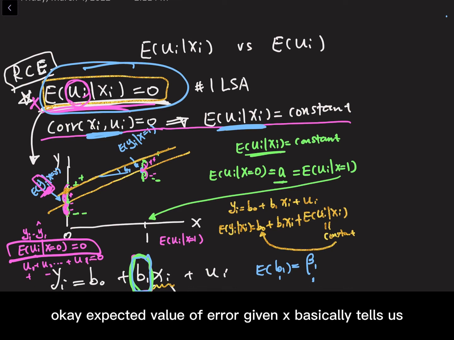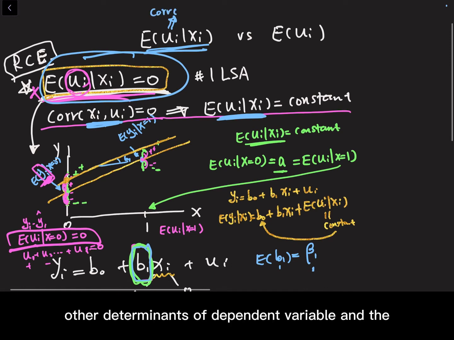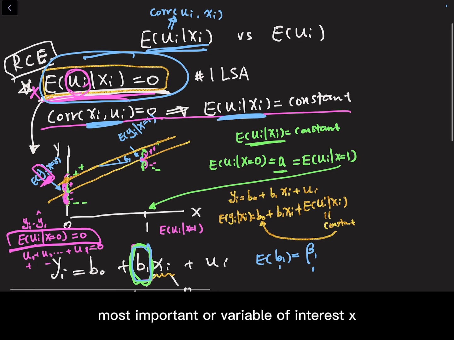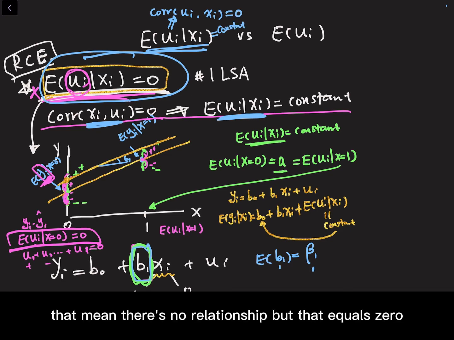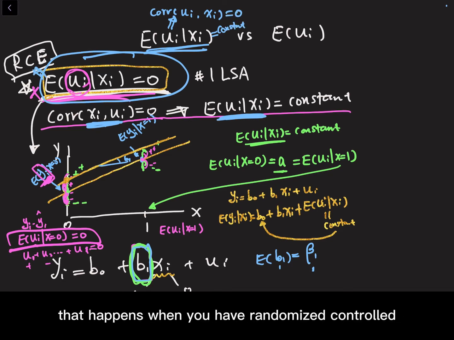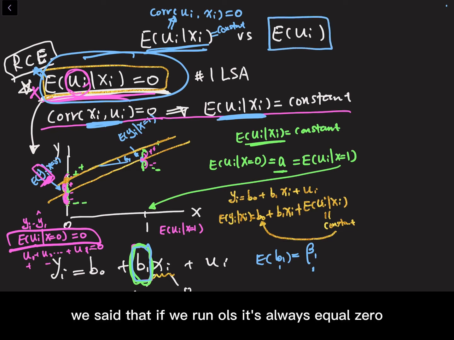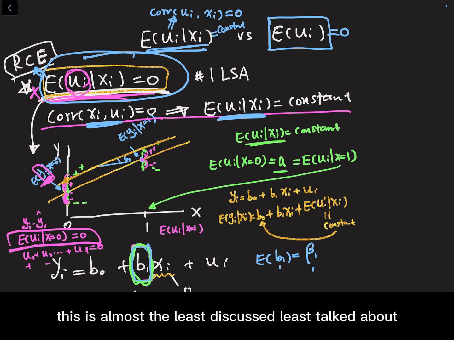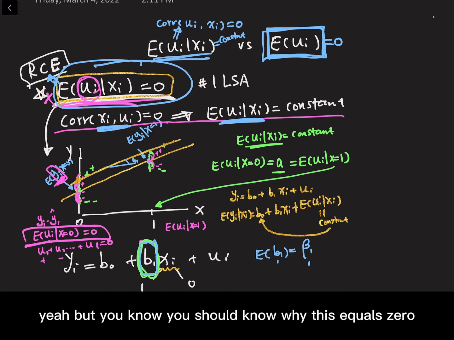Okay, the expected value of error given x basically tells us the relationship or the correlation between other determinants of the dependent variable and the variable of interest x. If that equals a constant, that means there's no relationship. That equals 0 when you have a randomized controlled experiment. But for this part, if we ran OLS, it always equals 0. This is almost the least discussed subject in the econometrics class, because we know that this equals 0, and you should know why.